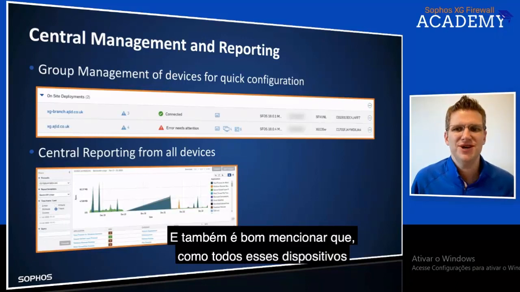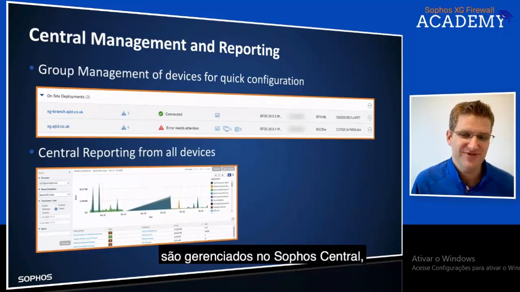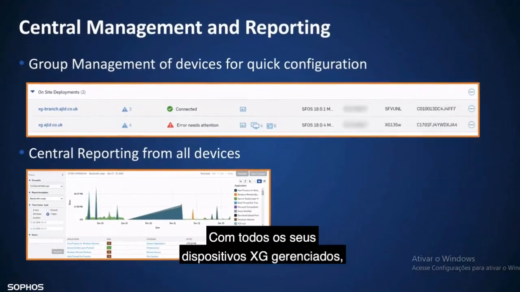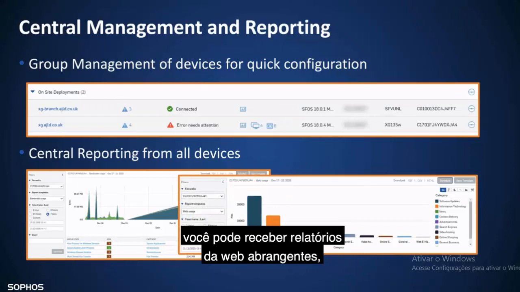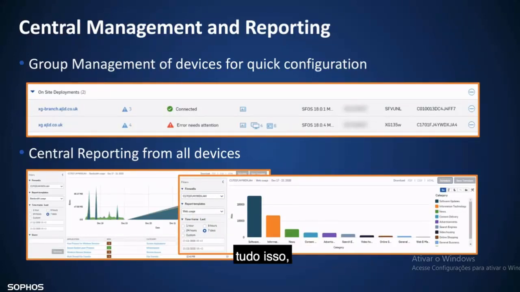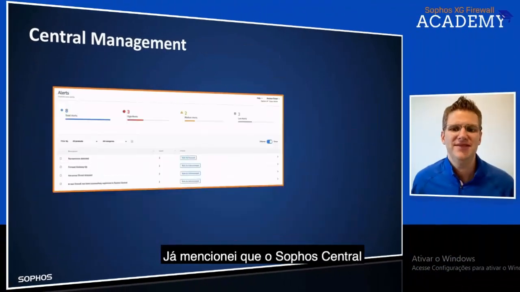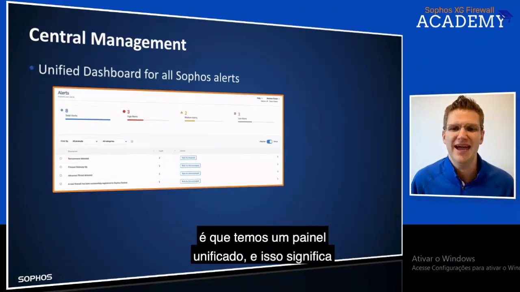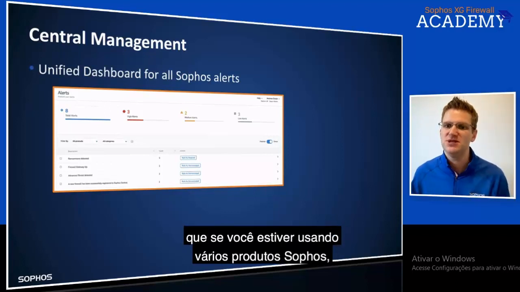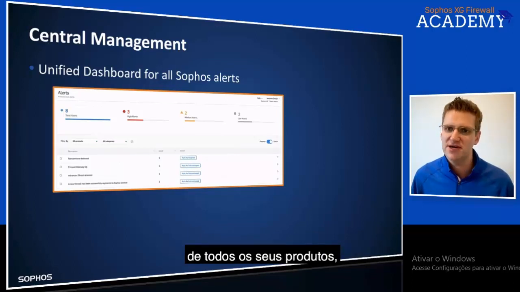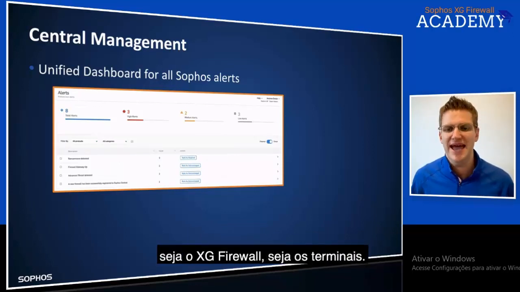It's worth mentioning also that because all of these devices are managed in Sophos Central, they can also report information directly to Sophos Central. So from all of your managed XG devices, you can get comprehensive web reports, network reports, network usage, VPN, all of those bits and pieces directly in the same console. I mentioned earlier that Sophos Central is used to manage all of our Sophos products, and one of the great things there is that we have a unified dashboard. If you're using multiple Sophos products, the alert dashboard will show you alerts from all of your products, whether that's the XG firewall or the endpoints.